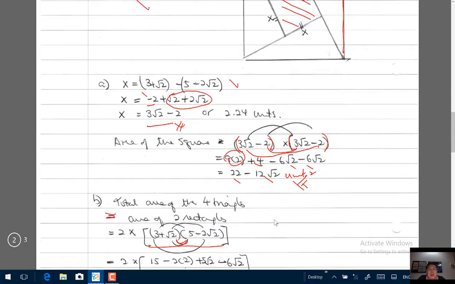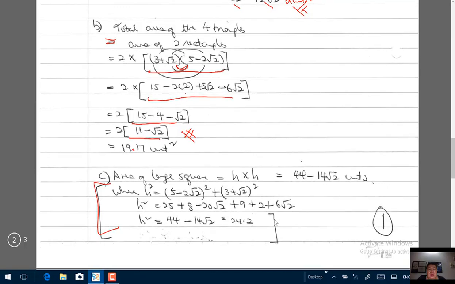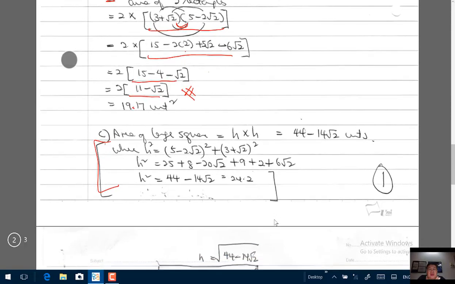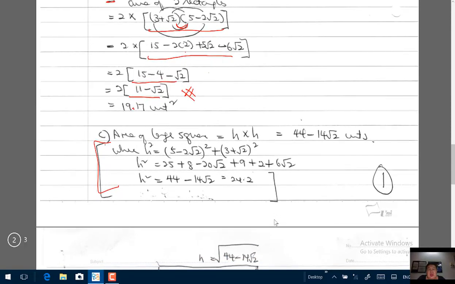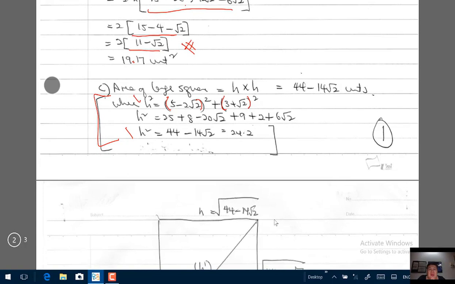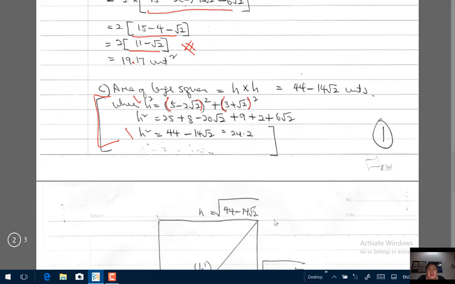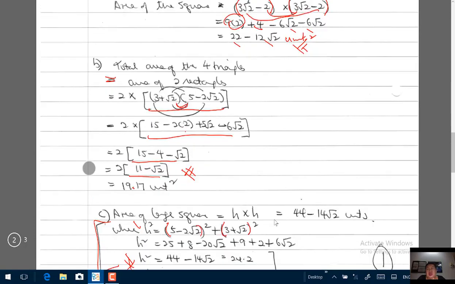Using Pythagoras theorem, the hypotenuse square is the same as the sum of squares of the other 2 shorter sides. So I've used it here. Expand very, very carefully. Okay, don't make mistakes here. And you find that h square is 44 minus 14 root 2, right? So area of the largest square, now this is h square. Area of the largest square happens to be h square too.